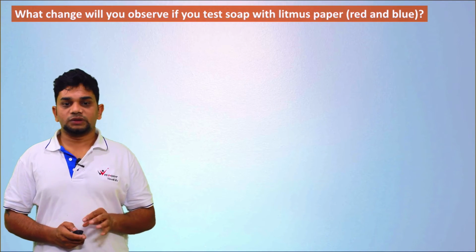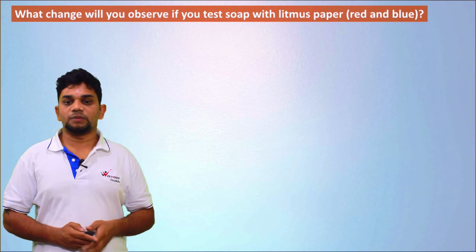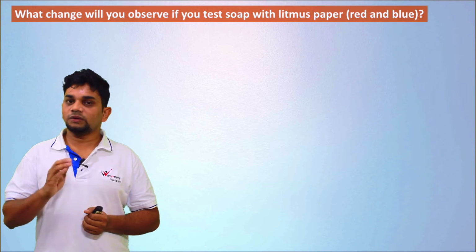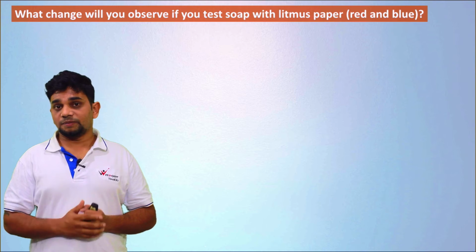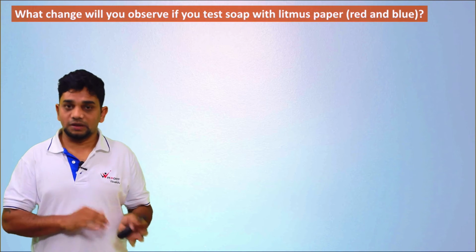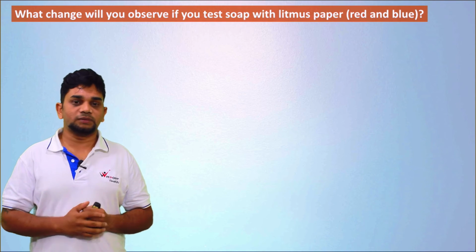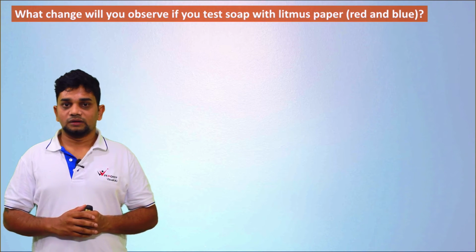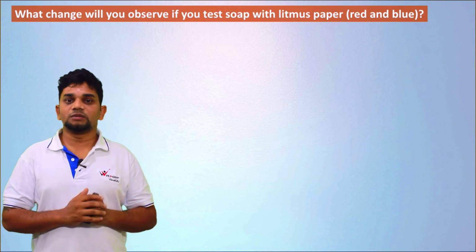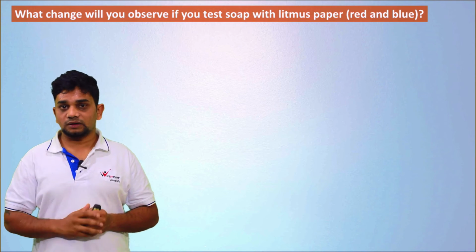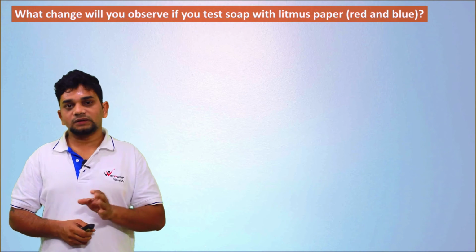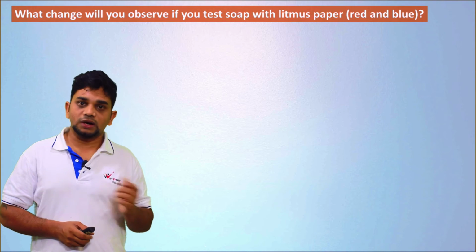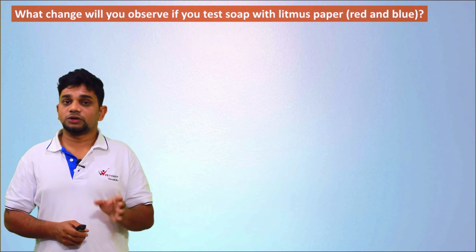What change will you observe if you test soap with litmus paper, red and blue? What is the use of litmus paper? Litmus paper is used to distinguish acid and base. If we use blue litmus paper, in acid it gives red color. If we use red litmus paper, in base it will give blue color. You need to remember one thing. In base, litmus paper will show blue color. In acid, litmus paper will show red color.